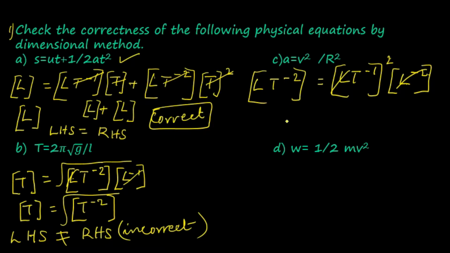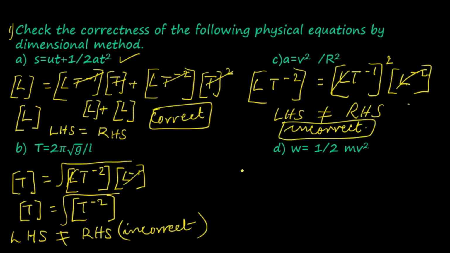So it does not agree. What is the correct equation for centripetal acceleration? We are just mentioning that, that's all. It is A is equal to V square by R. We need not give that. We need to write only that it is incorrect. So the equations given under B and C are dimensionally incorrect.